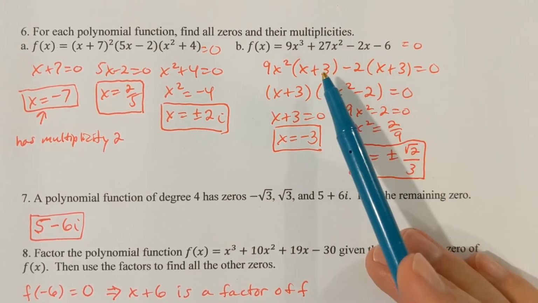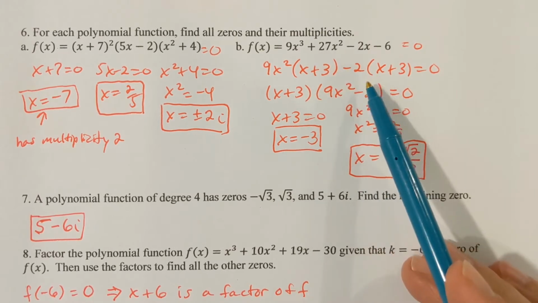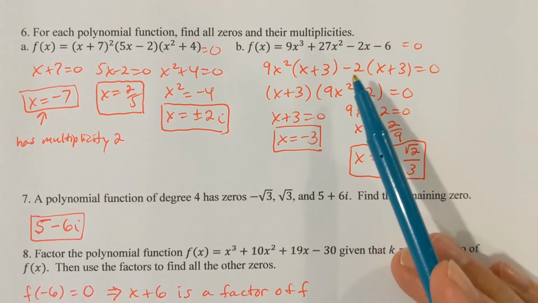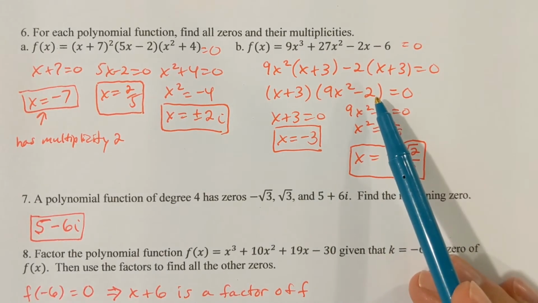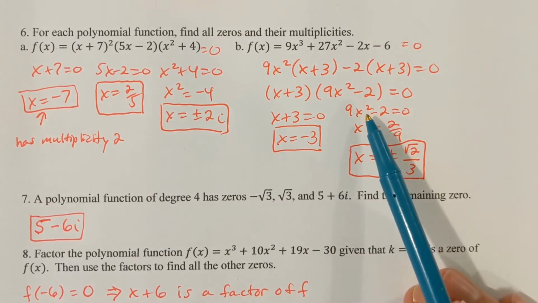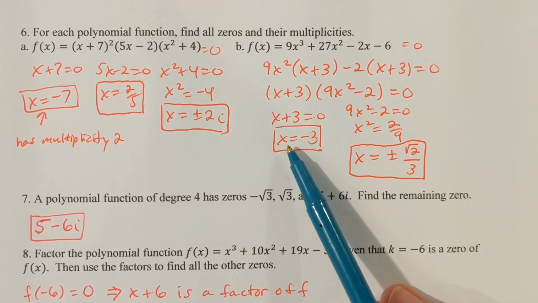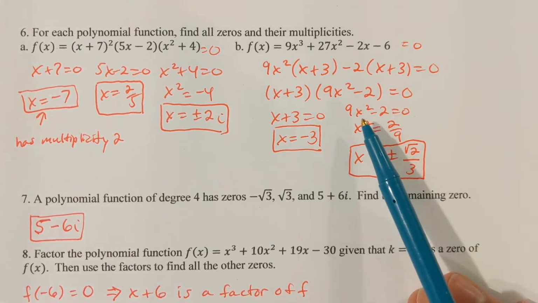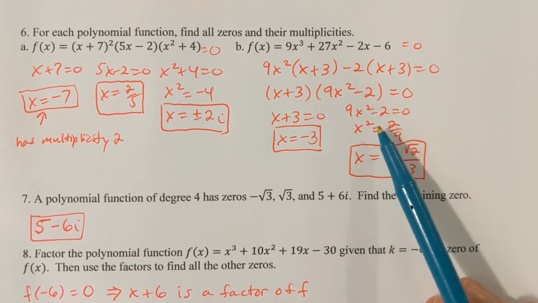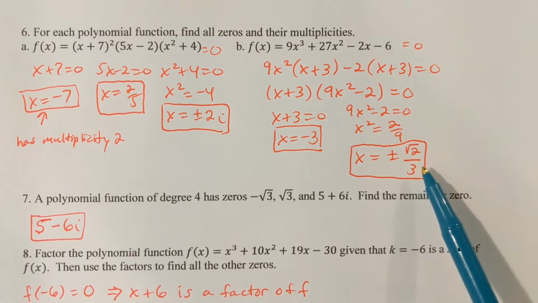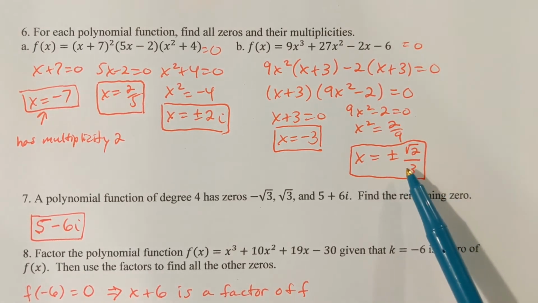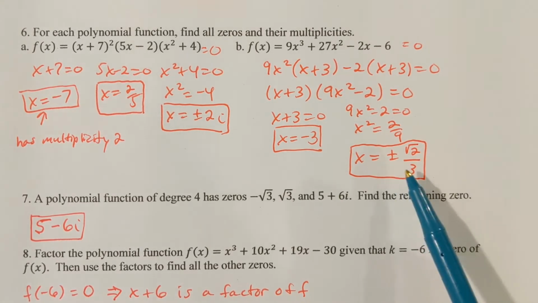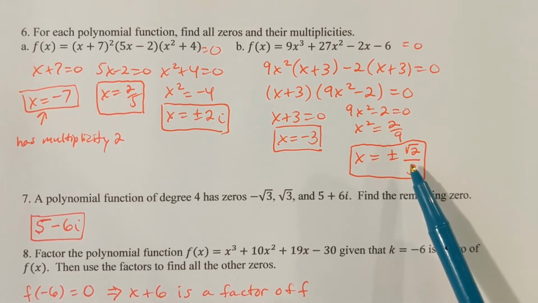x plus 3 is now common to these two groups, so we can factor that out of the whole thing. 9x squared is left from group 1, minus 2 is left from group 2, and when you set these two expressions equal to 0 now and solve, x equals negative 3, that would be one answer. 9x squared minus 2 equals 0 when you add 2 and divide by 9, and then take the square root of both sides. The square root of 9 is 3. Of course, don't forget about the plus or minus there. Plus or minus root 2 over 3 would be the other two zeros.